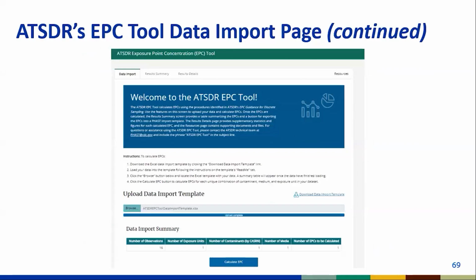Once the template is loaded, a data import summary will appear at the bottom of the page, as shown in the screenshot on this slide. The health assessor reviews the information here as a check to be sure that the correct number of EPCs will be calculated. In this case, there are 16 samples, and those samples are from a single exposure unit for a single contaminant and for a single medium. As expected, the tool will return 1 calculated EPC. Since that is what is expected for this dataset, the health assessor clicks Calculate EPC.